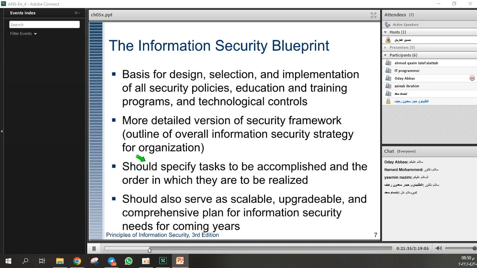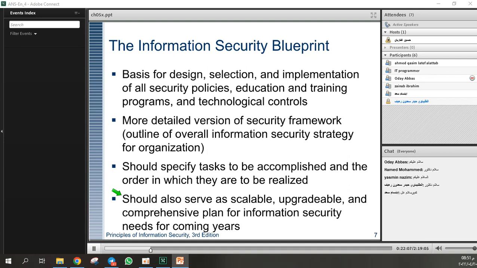And according to the blueprint, they must know: okay, this is my responsibility in the information security cases. Each person, each employee, each section, each department can realize, okay, this is your responsibility. And this blueprint must be scalable, upgradable, comprehensive.